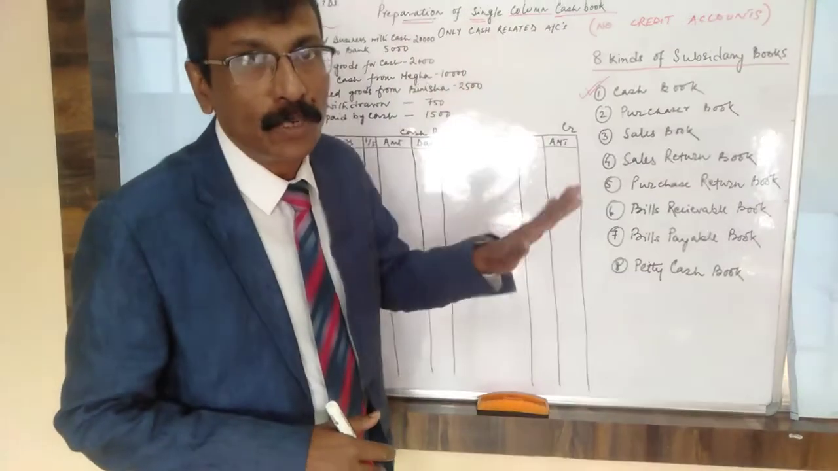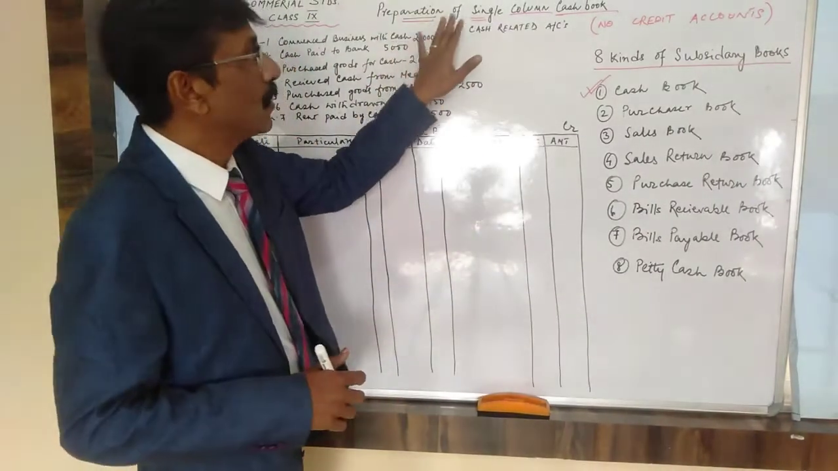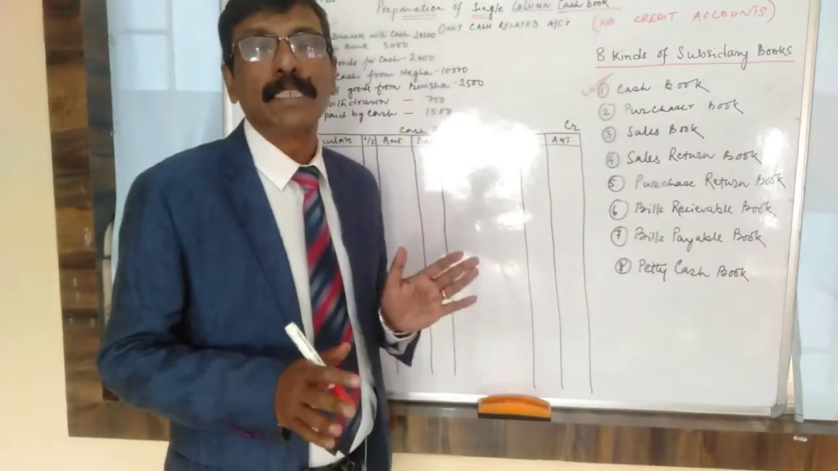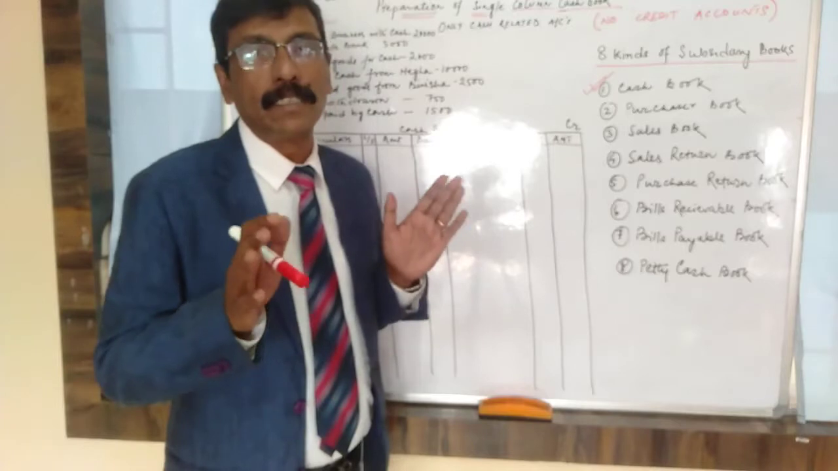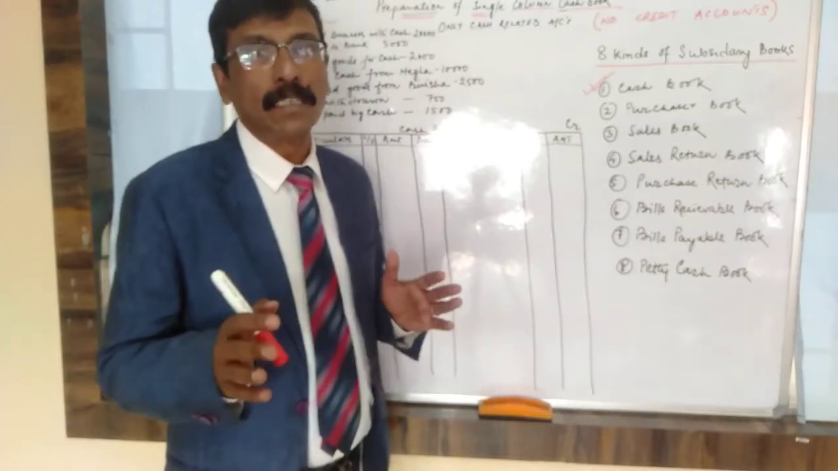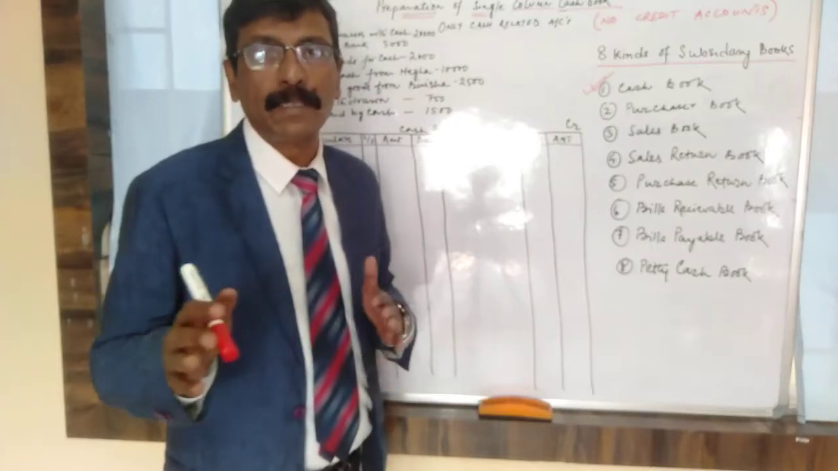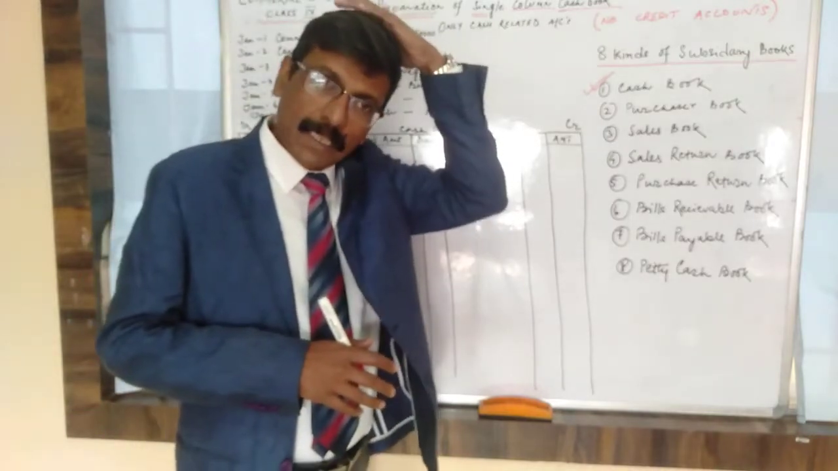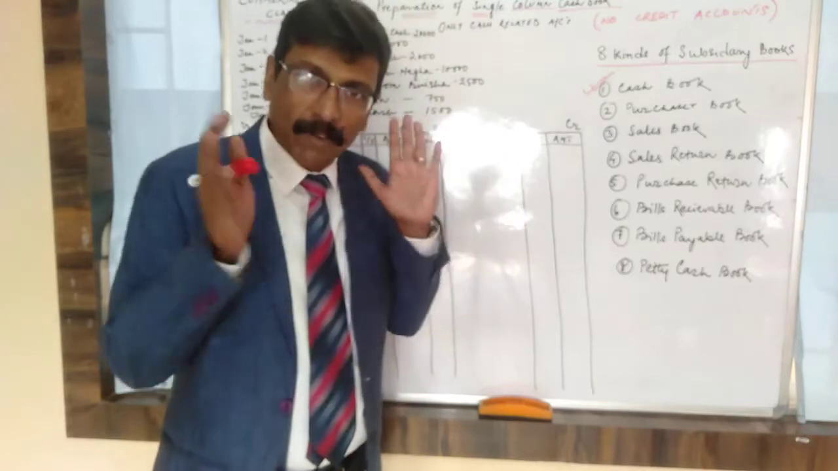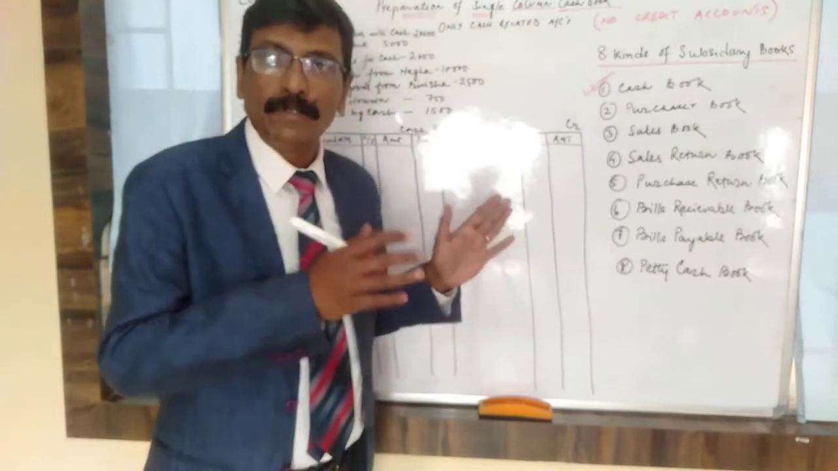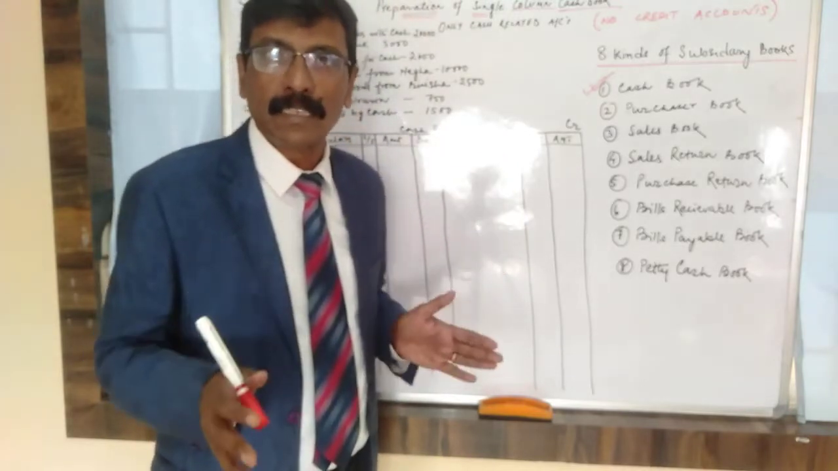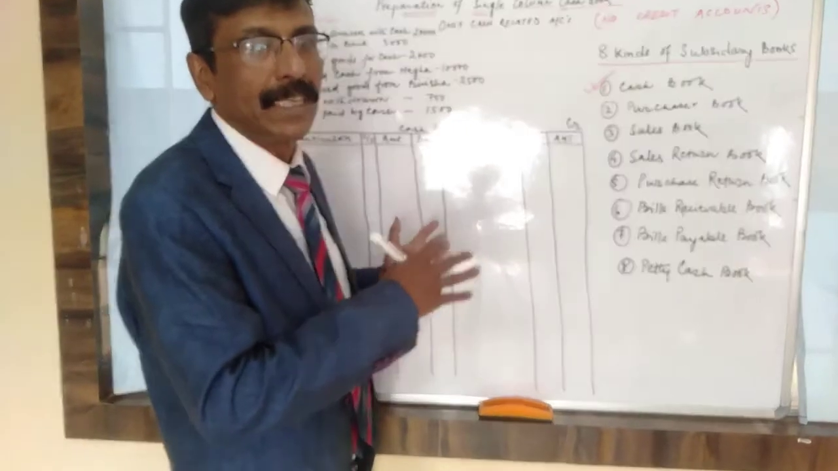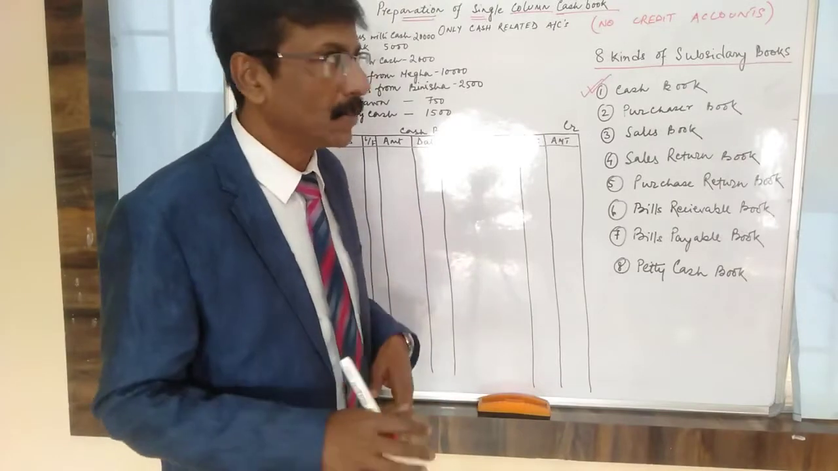Today what we are going to do is preparation of single column cash book. Now understand, this is much easier than ledger and journal, because in journal you have to follow the rules of debit and credit, you have to follow the golden rules, but here it's a very simple thing. Follow this carefully, and if you don't understand, we will discuss this and we will practice this in class. But I am teaching you exactly the way I would have taught you in class.